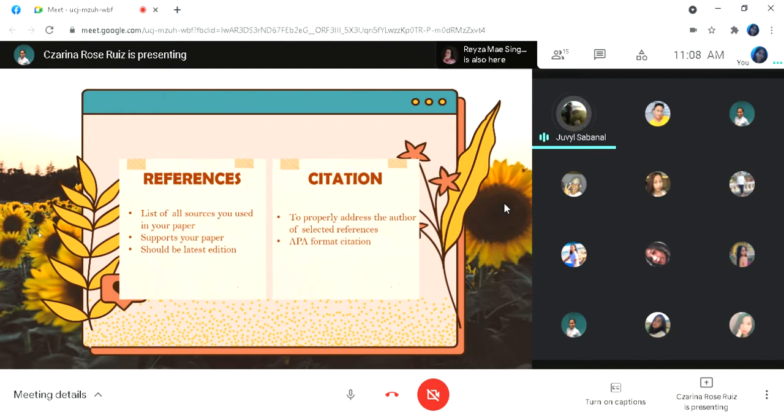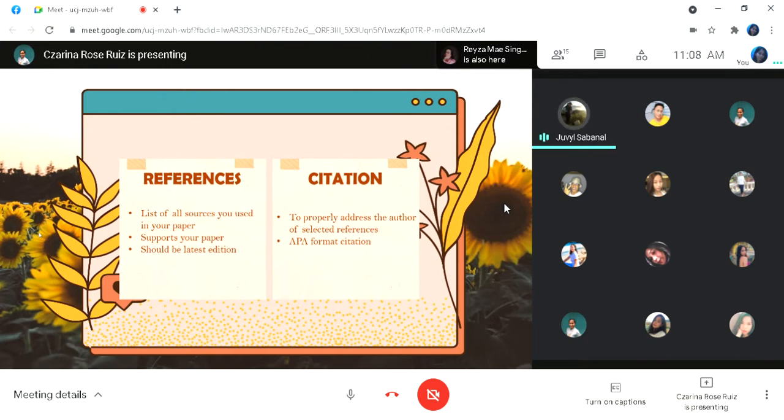Question: why are referencing and citation important in academic writing? Well, referencing allows you to acknowledge the contribution of other writers and researchers in your work. Referencing is also a way to give credit to the writers from whom you have borrowed words and ideas. And the act of citing sources is also your best defense against allegations of plagiarism.